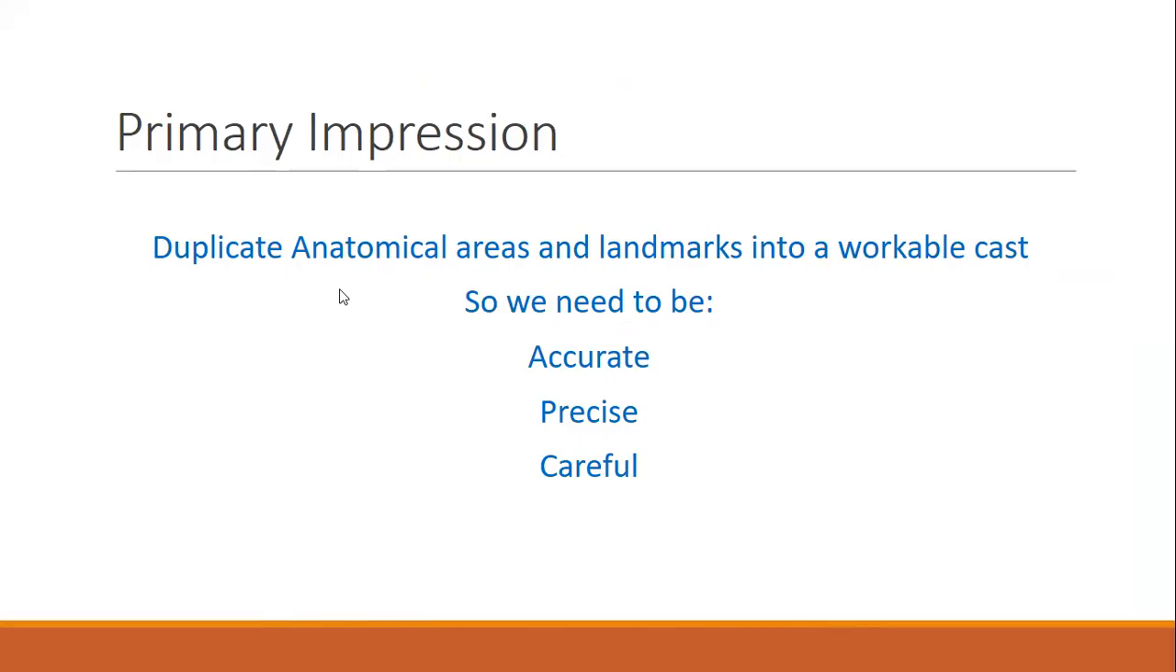So primary impression, why do we have to take a primary impression? It is to duplicate the anatomical areas and landmarks into a workable cast. يعني احنا ما بيصير انه كل الشغل يشتغل جوا البيشنت ماوث. It would be time consuming, it would take ages if we work directly in the patient's mouth. Otherwise, we might use material that will harm the patient's mouth. So we have to duplicate what's inside the patient's mouth. So we need to be accurate, precise, and careful.